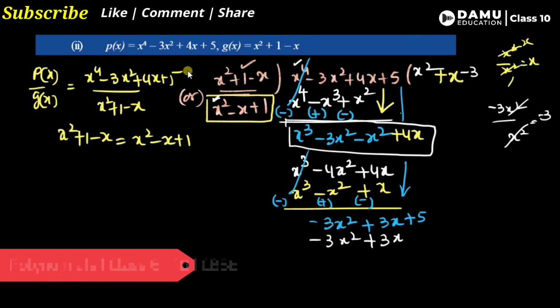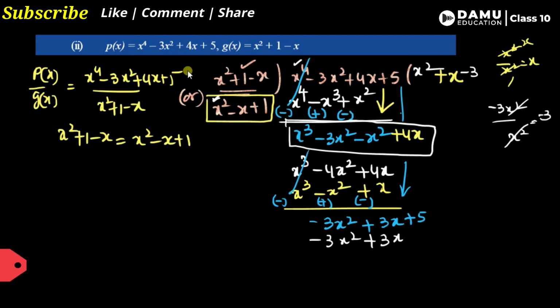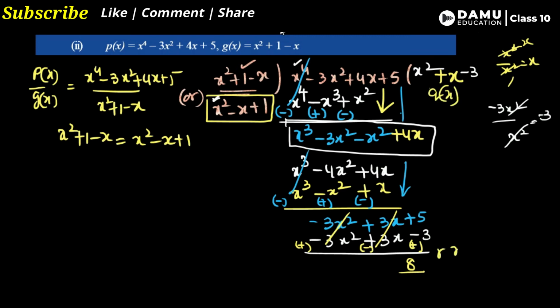Then plus 1 into minus 3, that is minus 3, whole divided by. Here we are going to change the symbols. So plus, minus, plus. So minus 3x square plus 3x square will cancel. Then 3x and plus 3x, minus 3x will cancel. Plus 5 plus 3 will become 8. So this is q of x, this is r of x.